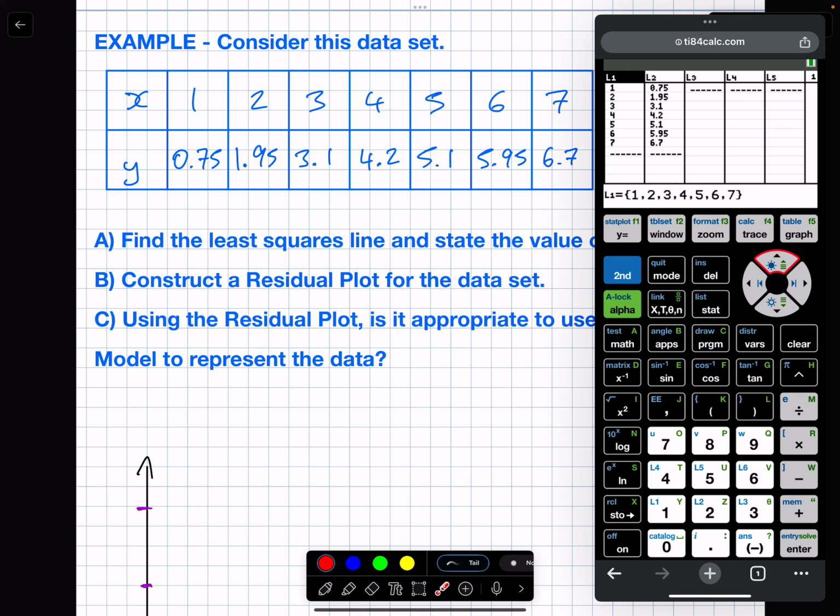What's that habit that our friend just said out loud? What's the habit that you should try to form entering the data? Where should X go? L1. Where should the Y data go? L2.